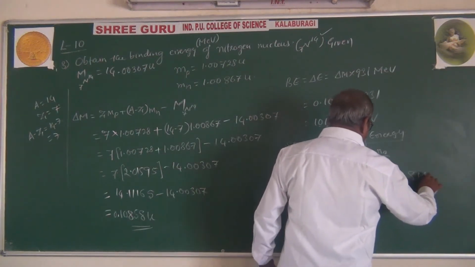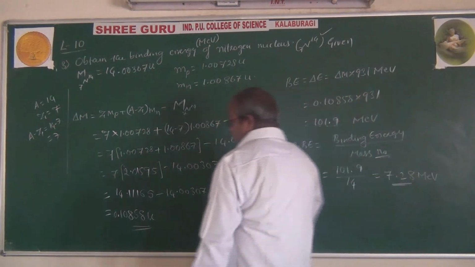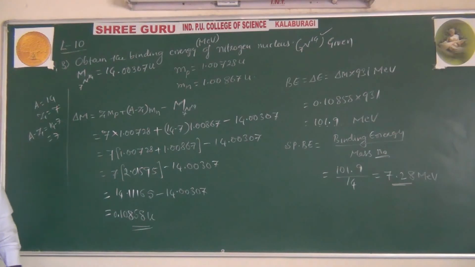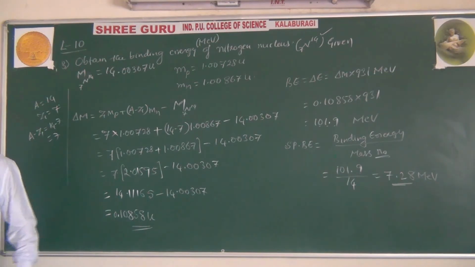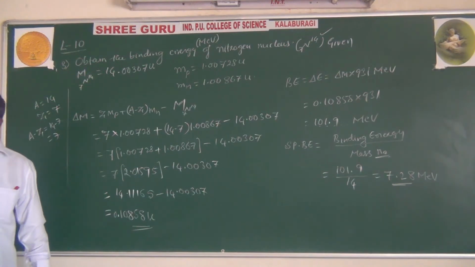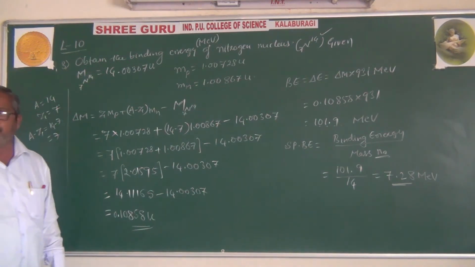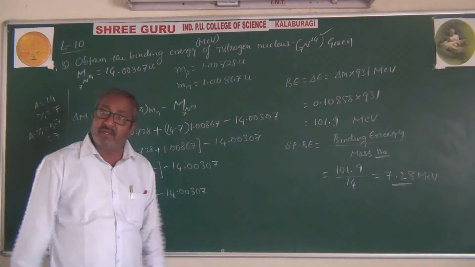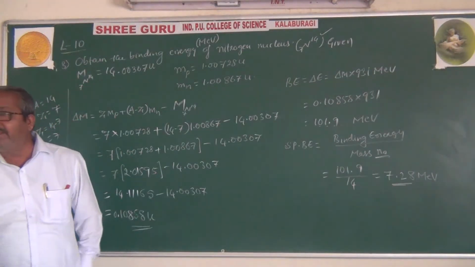This is what? Specific binding energy of nitrogen. See here, the specific binding energy of nitrogen, which has a mass number of 14. As I explained in the theory, the binding energy is always 7.8 to 8 mega electron volt for the elements which have a mass number of 30 to 170. The specific binding energy is always 8 mega electron volt.